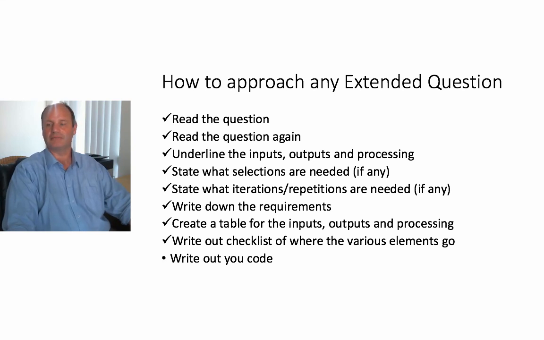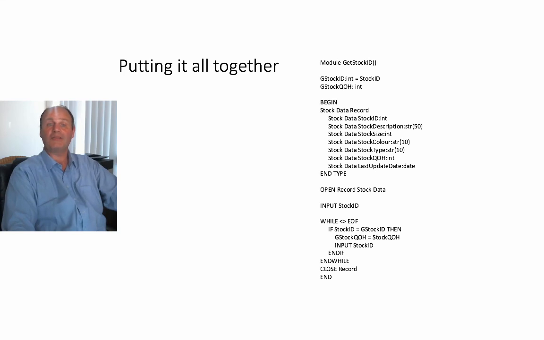Good luck. Well, how did you get on? Did you get anywhere close? Let's have a look at the answer. We start with the title, and then we need to put our global variables in. The global variables are before the keyword begin. We then declare the stock data record and then open the stock data record. The while loop is tested, entering the loop with an input. The while loop will continue until it reaches the EOF, end of file.